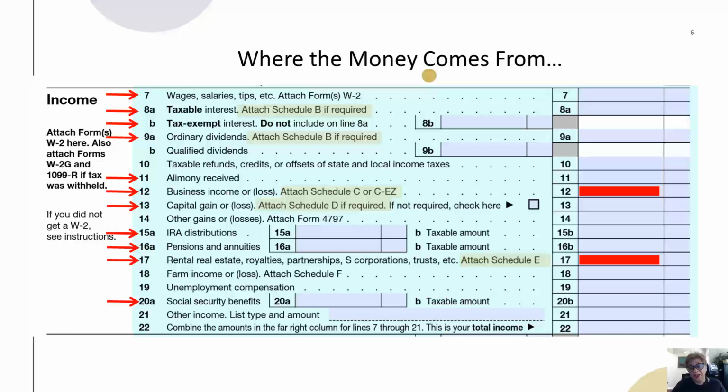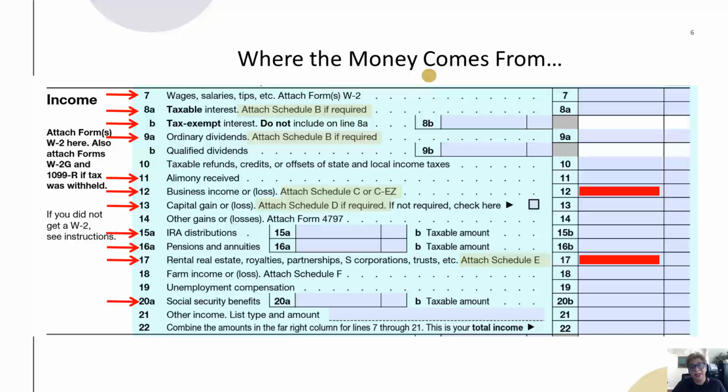However, as of January of this year, for any divorces that were finalized, alimony will not be taxable to the person who receives it or deductible as income to the person who pays it. Business income, this is your Schedule C that we talked about earlier, for a sole proprietor or for someone who has a single member LLC.